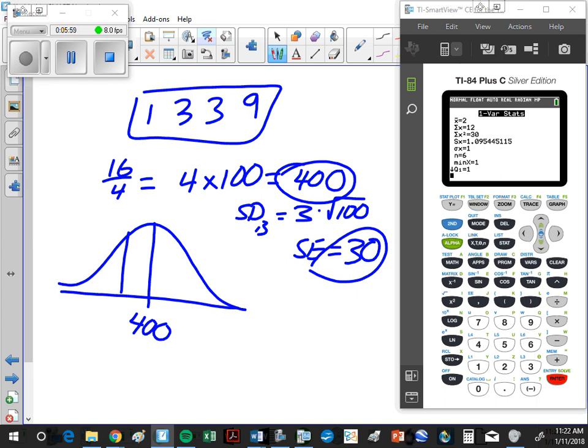Well, it just turns out that the question is asking me from 370 to 430. So it's 1 in either direction. So how much area is in here? 68%. We don't even need to do shade norm, or we don't even need to look at the table. We have that one memorized. Okay.